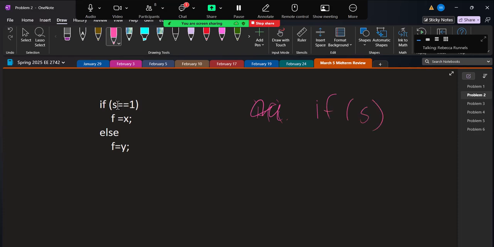S is either 0 or 1. True is 1 and false is 0. So if S is 1, that equals true, and if S is 0, that equals false. So it means the same thing.